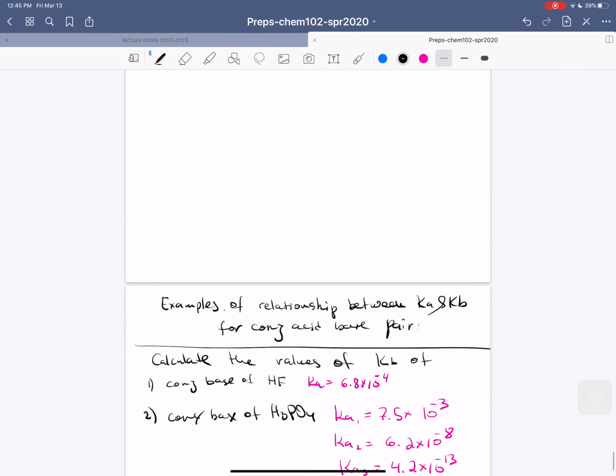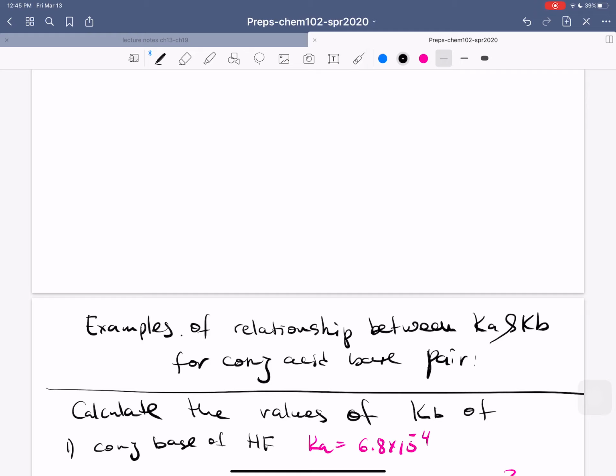Okay, so what we're going to talk about right now, we will look at the examples of the relationship between Ka and Kb for conjugate acid and base pairs. So we already know that to calculate the relationship between Ka and Kb, we will use the following expression, Kw equals Ka times Kb, or pKw equals pKa plus pKb.